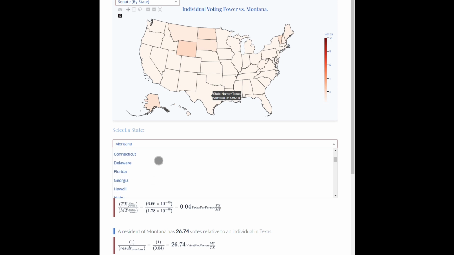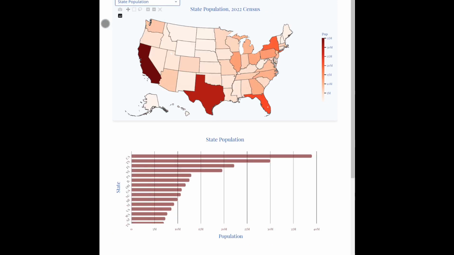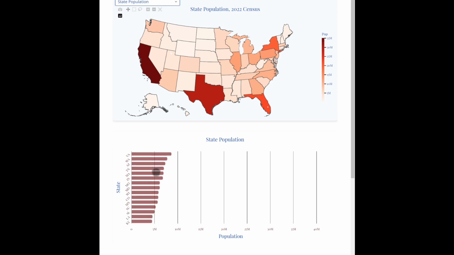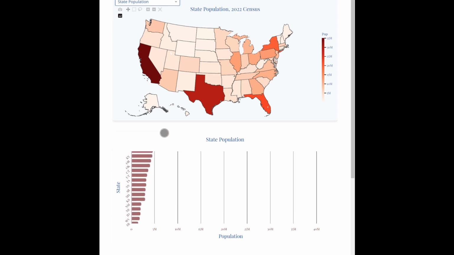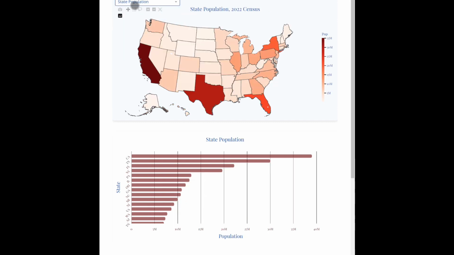So let's go back to another big state, California. Now, let's do the same comparison of this map compared to the state population map. And you can see once again, it looks like an inverse. Wrapping things up here, let's look at the same Senate mean, doing the same calculations that we did for Congress and President. And here again, you can see that inverse from the state population map and the states with very high levels of voting power are the states with very low populations.